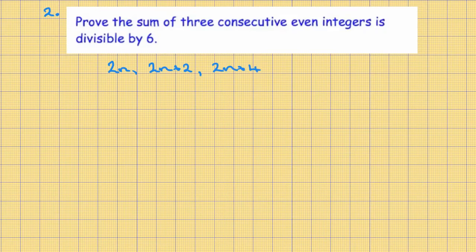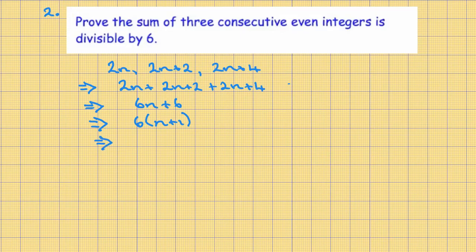We want the sum, so we add them together. Therefore, we've got 2n plus 2n plus 2 plus 2n plus 4, which is equal to 6n plus 6. Right, we need to prove that that is divisible by 6. If a number is divisible by 6, it appears in the 6 times table. Therefore, if we factorise, take 6 out, we get 6 times n plus 1.